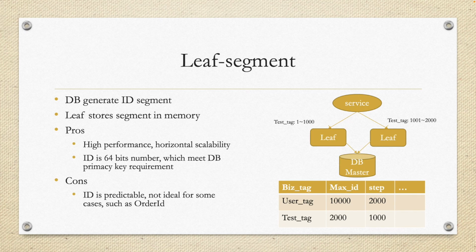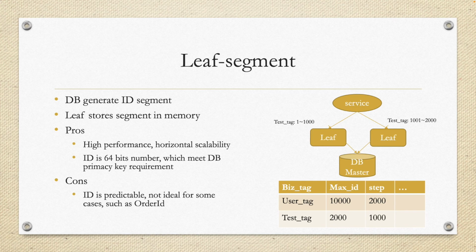It provides a range of the IDs generated, and each leaf can just store this DB ID range in memory and then allocate it to the requesting service. The pros of this solution are very high performance and horizontal scalability. And the ID is a 64-bit number, which meets database primary key requirements. This means the leaf segment solution is very good for internal services.